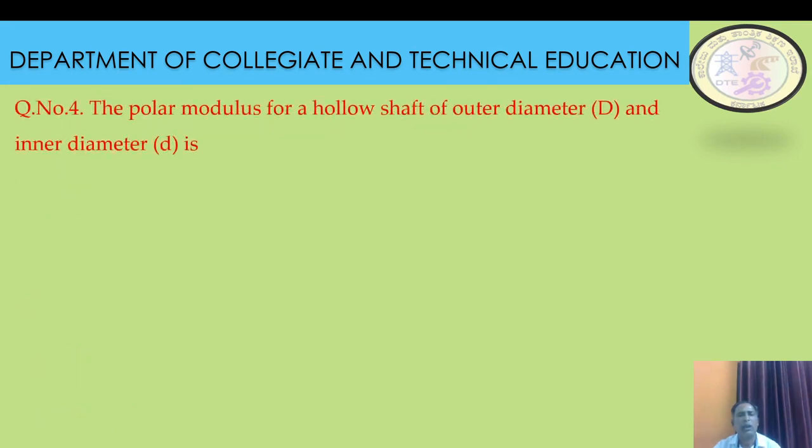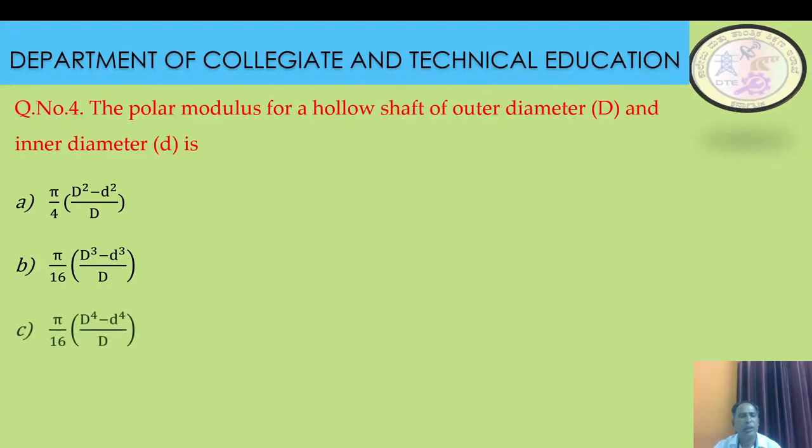The polar modulus for a hollow shaft of outer diameter D and inner diameter small d is: pi by 4 into D square minus small d square by D, pi by 16 D cube minus d cube by D, pi by 16 D raised to 4 minus small d raised to 4 by D, and pi by 32 D raised to 4 minus small d raised to 4 by D. The correct answer is C. Pi by 16 into D raised to 4 is the wrong answer. So the answer is C.